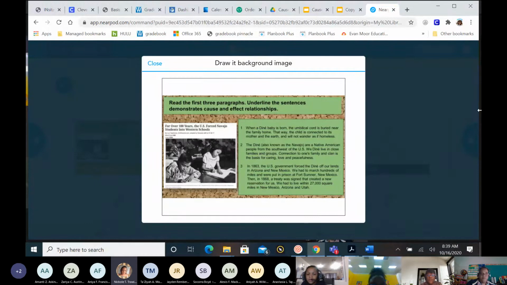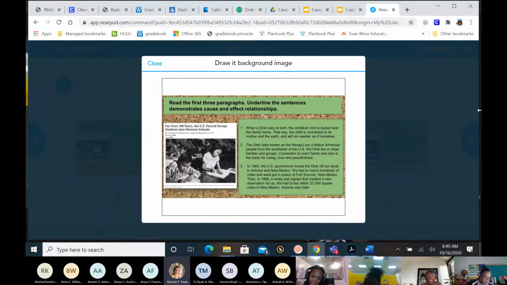I know before we had the opportunity to read the first three paragraphs and underline the sentences that demonstrate the cause and effect relationship. We went over the story: for over 100 years, the U.S. forced Navajo students into Western schools. So we had the opportunity to read about the Native Americans, and we answered and underlined the cause and effect in each paragraph. So I'm going to go over each paragraph to make sure that everyone understands.